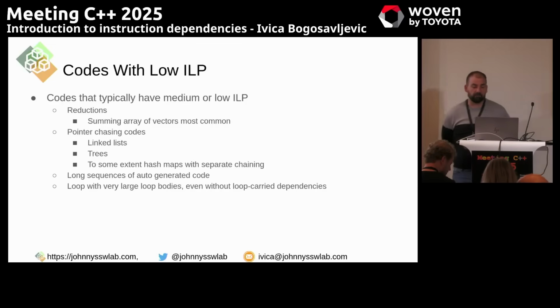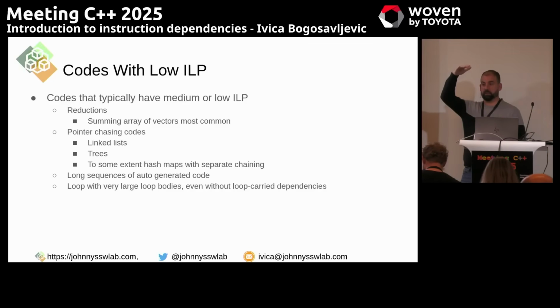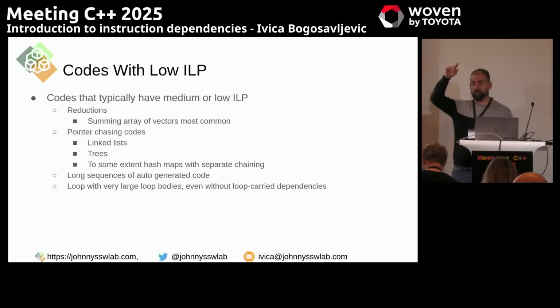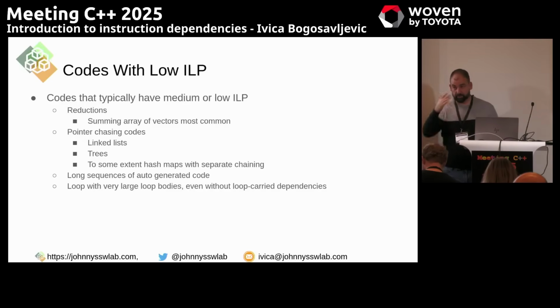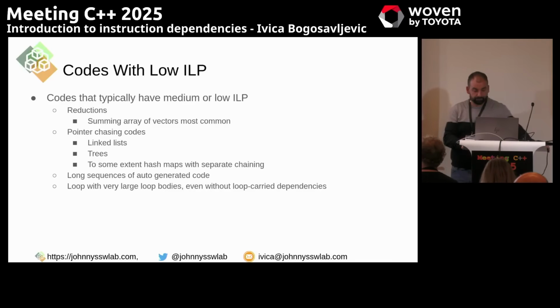The codes that typically have medium or low instruction level parallelism are reductions, so summing into one variable or multiplying into one variable, and also all the pointer chasing codes: linked lists, trees, hash maps, graphs, whatever. Also, if you have long sequences of auto-generated code, which you generally don't write yourself, but you have a function that's auto-generated with like 50,000 instructions, and each of them depends on the previous one, in that case you also have low instruction level parallelism and high instruction dependencies.